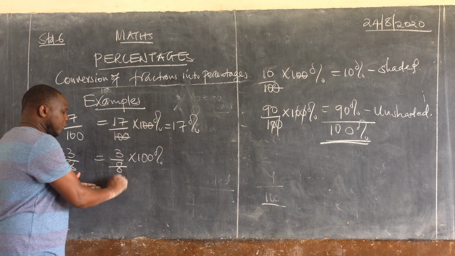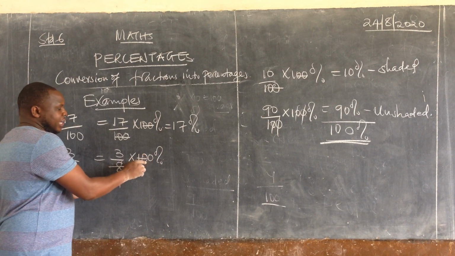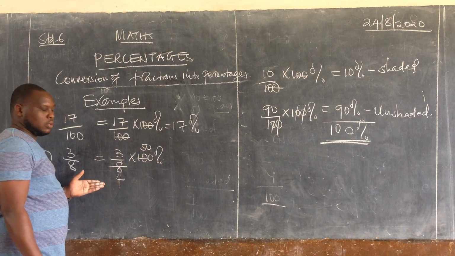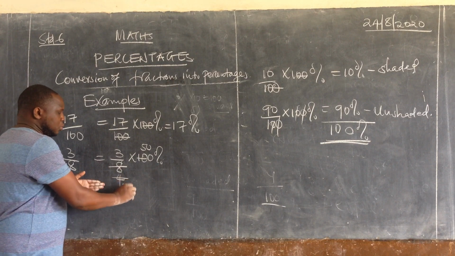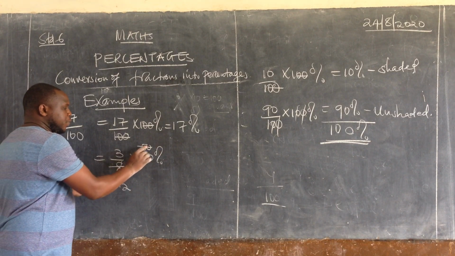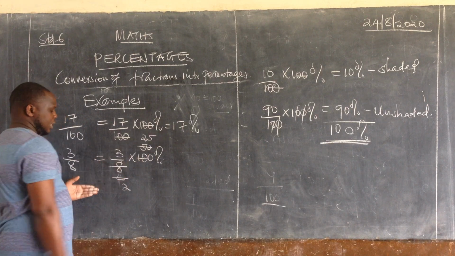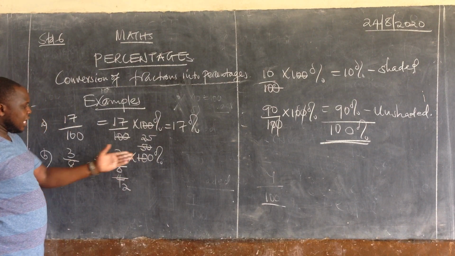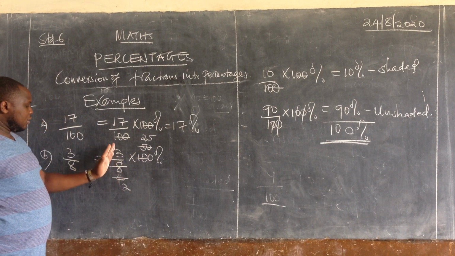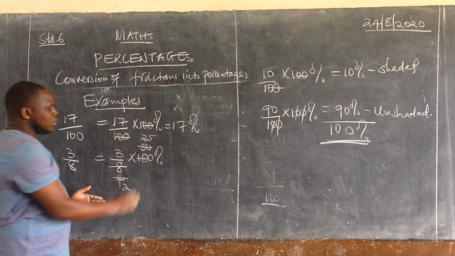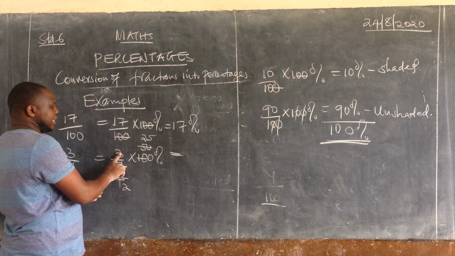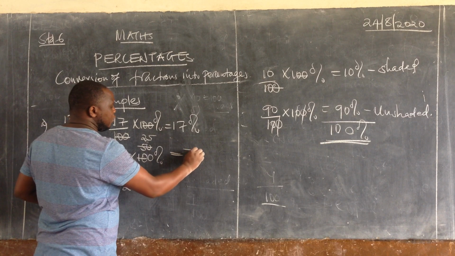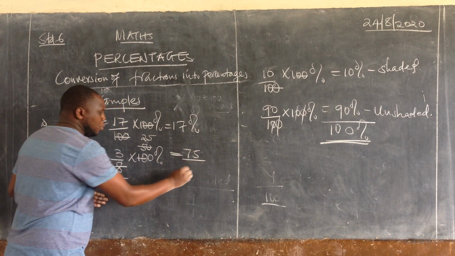8 divided by 2 you get 4. 100 divided by 2 you get 50. 4 divided by 2 you get 2. 50 divided by 2 you get 25. In this case, you realize that there is no common divisor between 3, 2, and 25. So what you do is multiply 3 times 25, and that will give you 75 over 2.